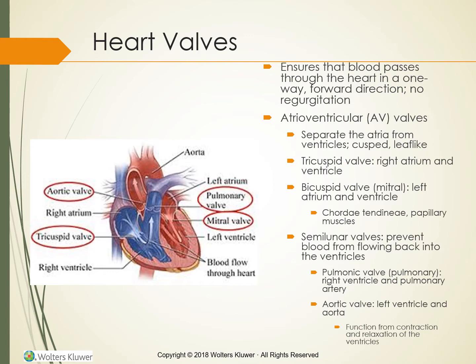The other 2 valves, called the semilunar valves because they resemble portions of the moon, prevent blood from flowing back into the ventricles after the heart contracts. The valves are named for the blood vessel into which the blood is deposited. The valve between the right ventricle and pulmonary artery is the pulmonic or pulmonary valve. The valve between the left ventricle and aorta is the aortic valve. Contraction of the ventricles forces blood into the pulmonary artery and aorta. Relaxation follows, and the fall in pressure in the ventricles causes the pulmonic and aortic valves to close, preventing backflow into the ventricles.